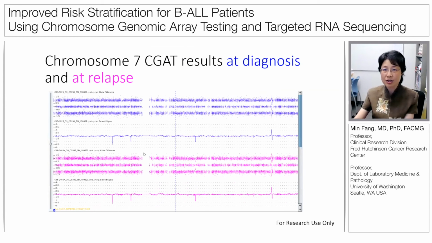For the same patient, when we look at the chromosome 7 profile with the IKZF1 deletion and other small deletions and gains, they look exactly the same at diagnosis and relapse, confirming this is really the relapse of the same patient.